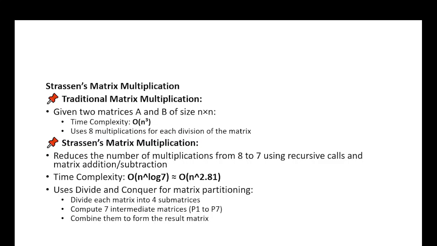Strassen's matrix multiplication is another way to do matrix multiplication. So we have, let's say, some n by n matrix. Usually any computation of such a form, matrix multiplication, is going to take O of n cube time. Here it uses 8 multiplication calls, but using Strassen's matrix multiplication, we are reducing it from 8 to 7.